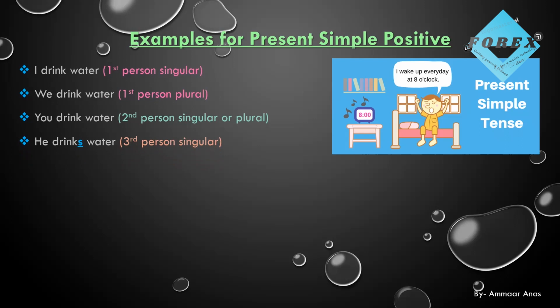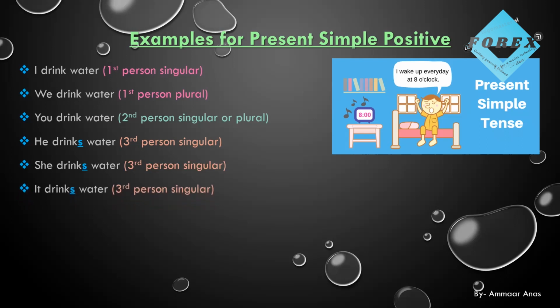Then here comes the third person singular. Here, he drinks water. If you can see, we added an s at this place, which means when it's a third person singular, we add s. And then we have she drinks water, the third person singular. Then comes it drinks water. It's also the third person singular. After that, we get the third person plural, which is they drink water. Now, this is the third person, but we haven't added s. Why? Because it is plural. So in case of plural, we won't add s.